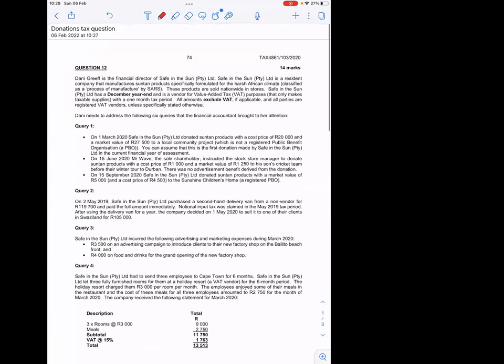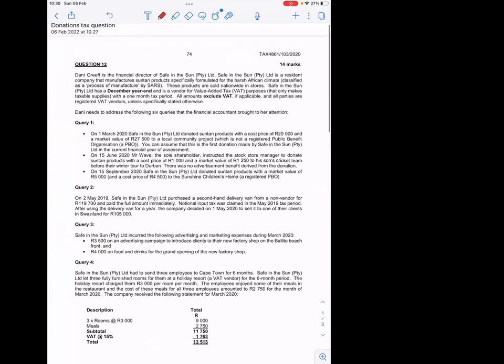Now let's go to the scenario. Danny Griffiths is the financial director of Safe in the Sun. Safe in the Sun is a resident company that manufactures suntan products, specifically formulated for the harsh African climate, classified as a process of manufacture by SARS.